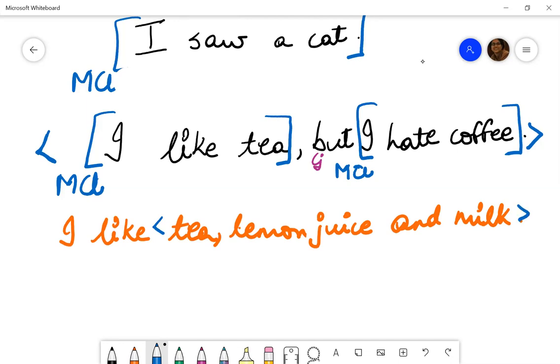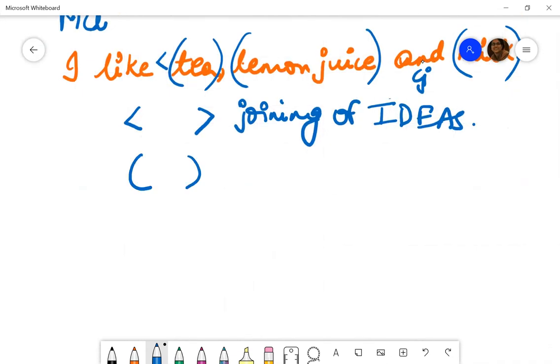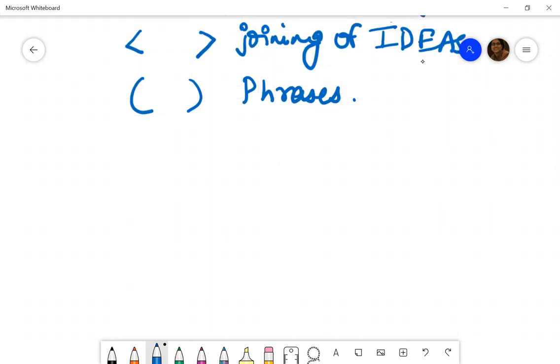All of these are independent phrases that are talking about an idea, and they're all joined by this conjunction. So the angle bracket indicates that there is a joining of ideas, more than one idea, right? The round bracket is used for phrases. We are not getting into phrases right now, but that is what the round bracket is used for. And the square bracket is used for clauses.